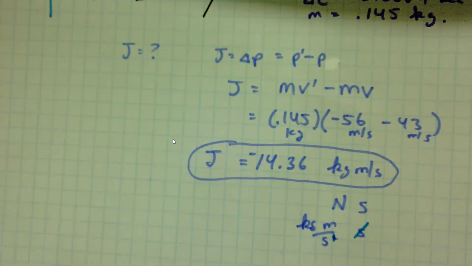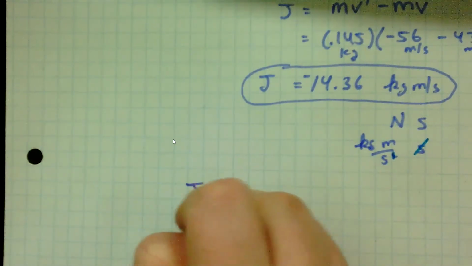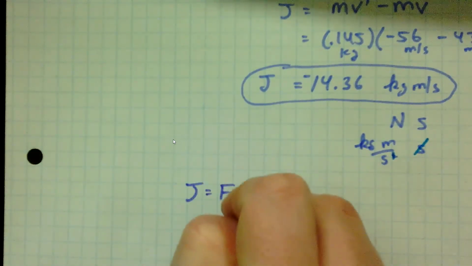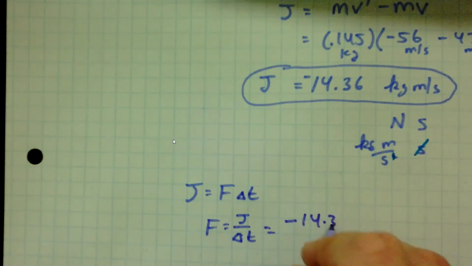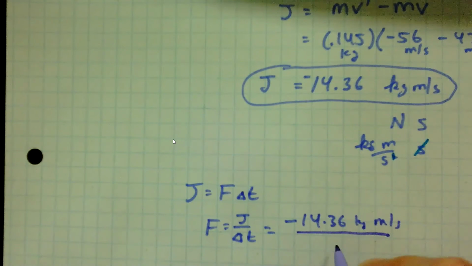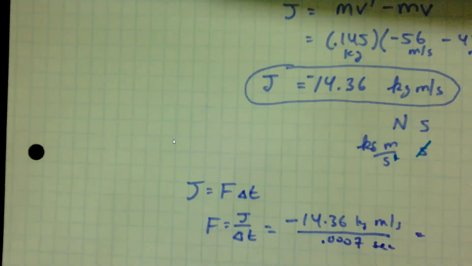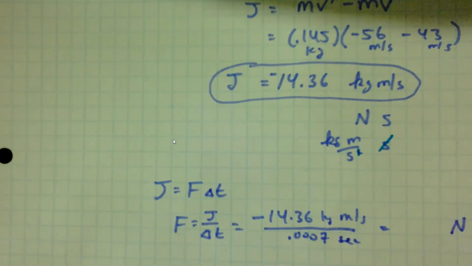The last part of the problem is the easy part. In this case, the F should be J divided by delta T, or negative 14.36 kilogram meter per second, divided by 0.0007 seconds. And that'll give me units of kilogram meter per second squared, which is a Newton. Anyone have a number?